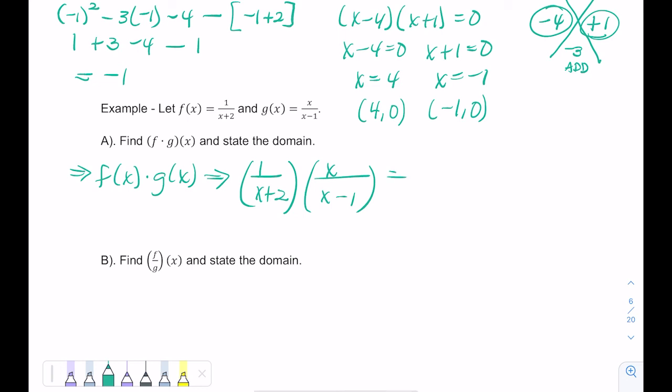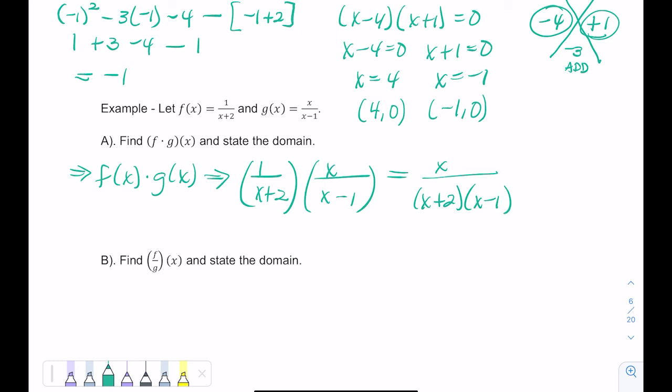Now, to multiply fractions, just go straight across. You've got 1 times x in the numerator, which is x. And in the denominator, you could multiply x plus 2 times x minus 1. It's not wrong, but you're kind of creating more work for yourself because it's not going to help you simplify anything. And you're going to need it factored in the end to find the domain anyway. So just leave it as x plus 2 in one parentheses and x minus 1 in the other. And then that's your answer.